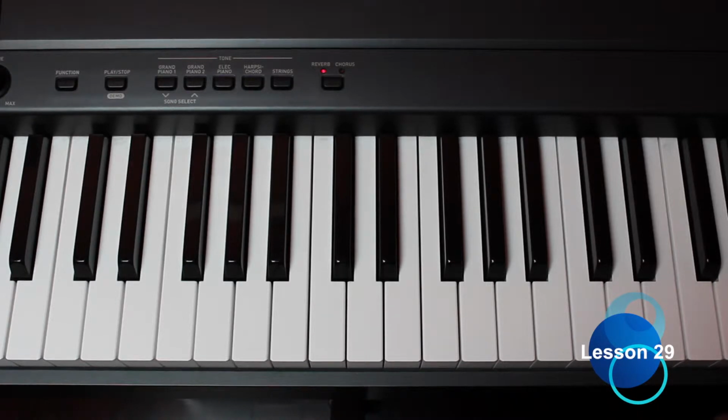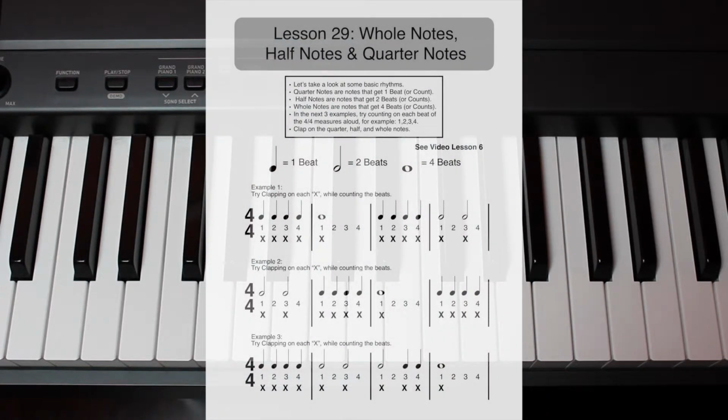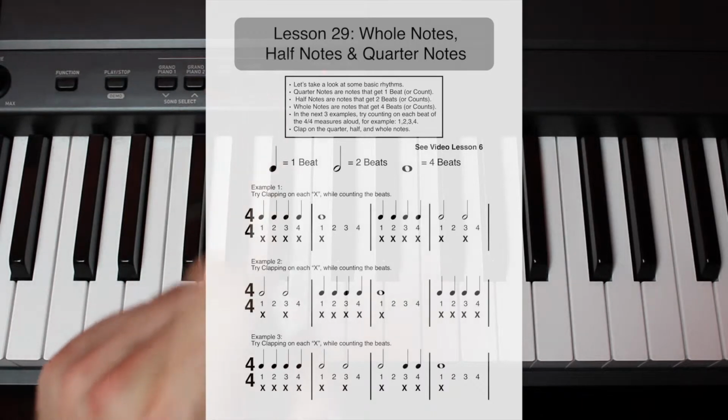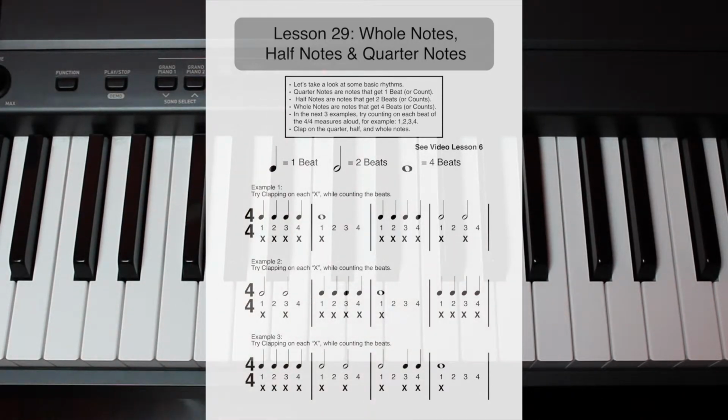And you'll see that there are X's below the numbers in the book. So for the X's, you'll want to clap. Here goes. The first example is in 4/4, and we have quarter notes, which are for 1 beat each, a whole note, which is for 4 beats, and half notes, which are for 2 beats. Here we go.